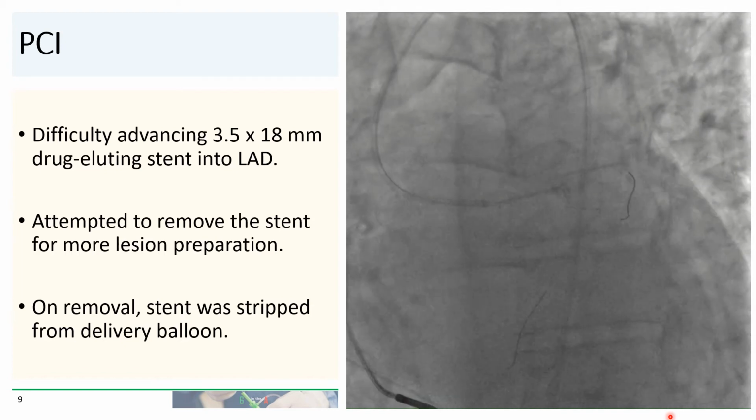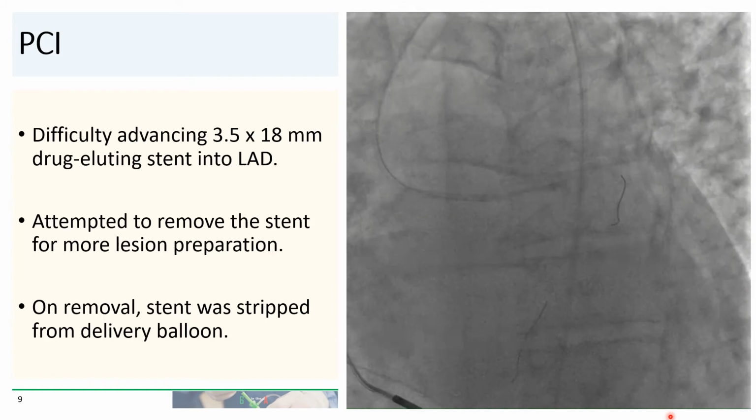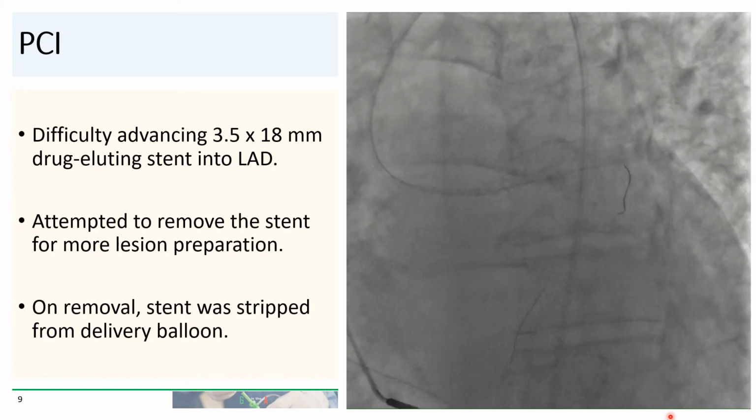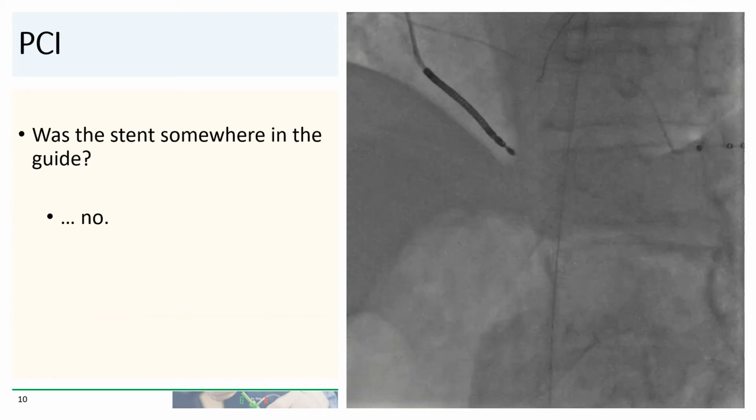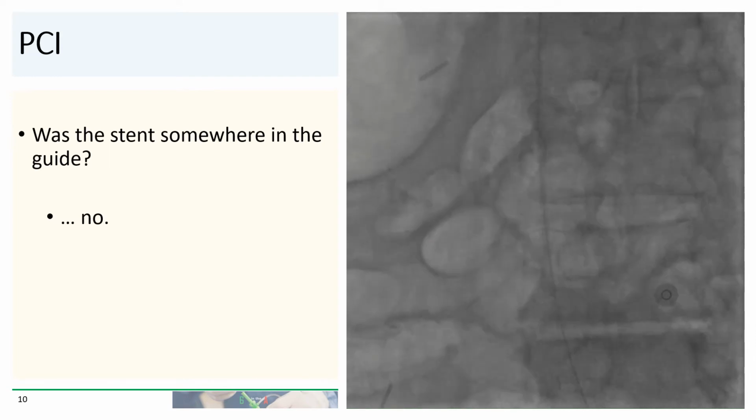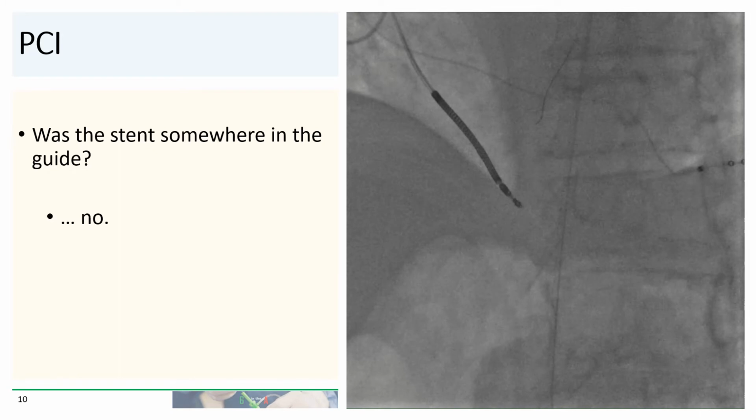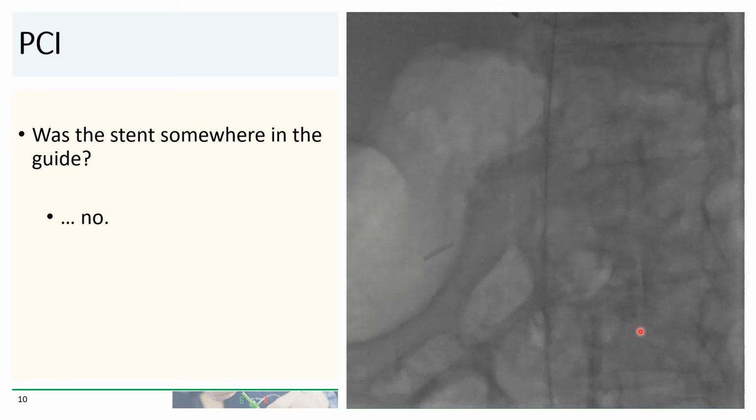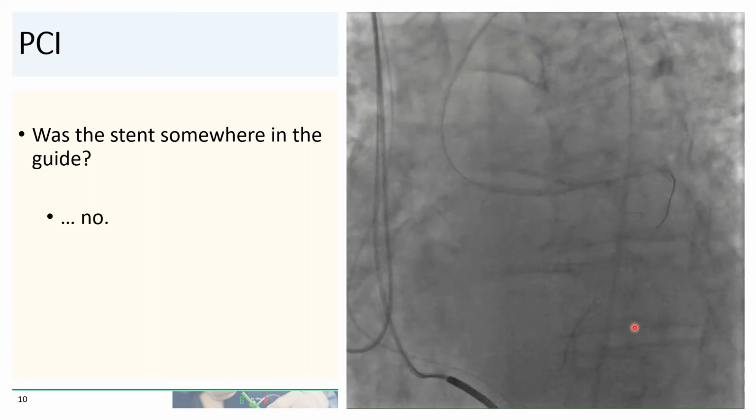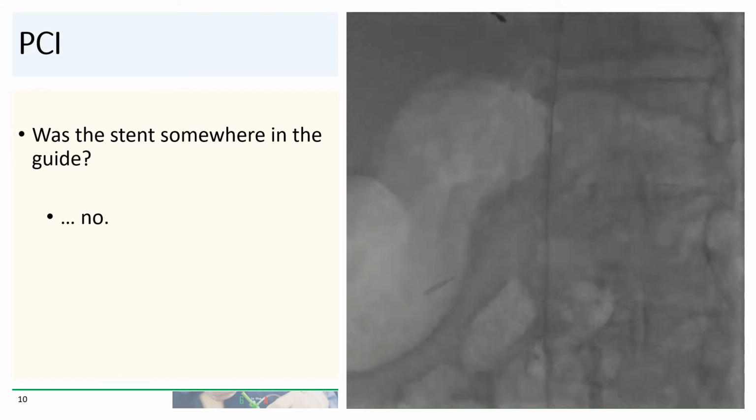That was actually quite difficult to do, and finally, when the equipment was withdrawn, we noticed that the stent was actually stripped from the delivery balloon and appeared to be sitting right here from the left main into the LAD. We actually scanned down the guiding catheter, hoping that the stent would be somewhere in the guide, but unfortunately no. The stent was in fact stuck in the left main into the LAD and perhaps protruding slightly out of the ostium of the left main.